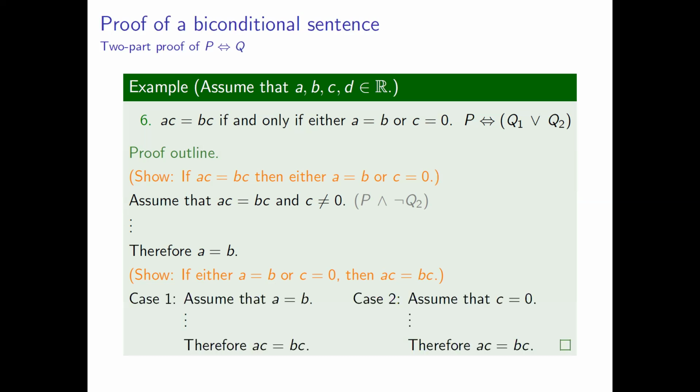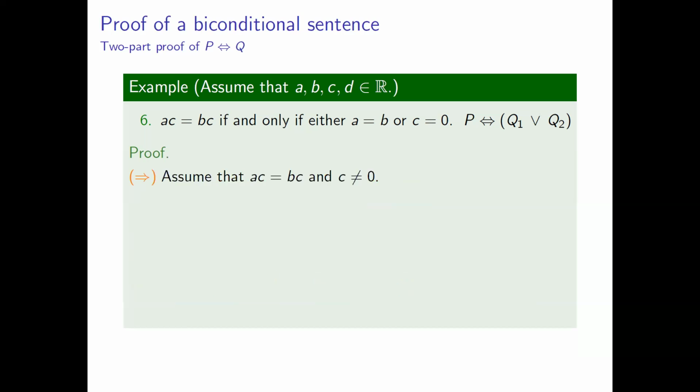The statement if either A equals B or C equals 0, then AC equals BC is a conditional sentence whose antecedent is a disjunction. Thus, our proof consists of two cases. In the first case, we assume that A equals B and prove that AC equals BC. In the second case, we assume that C equals 0 and prove that AC equals BC.